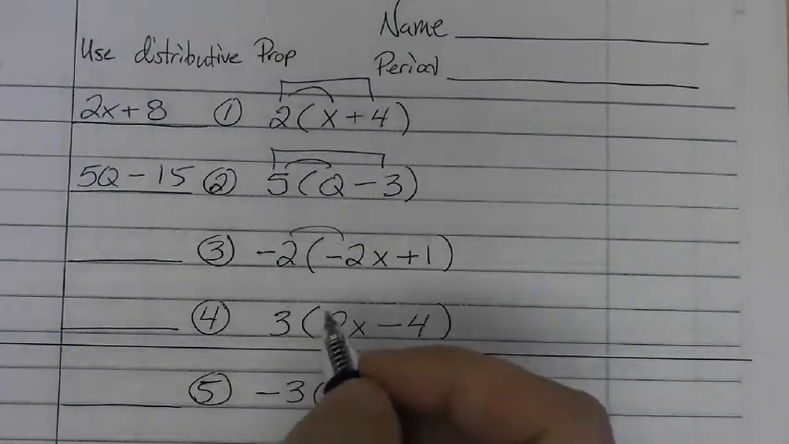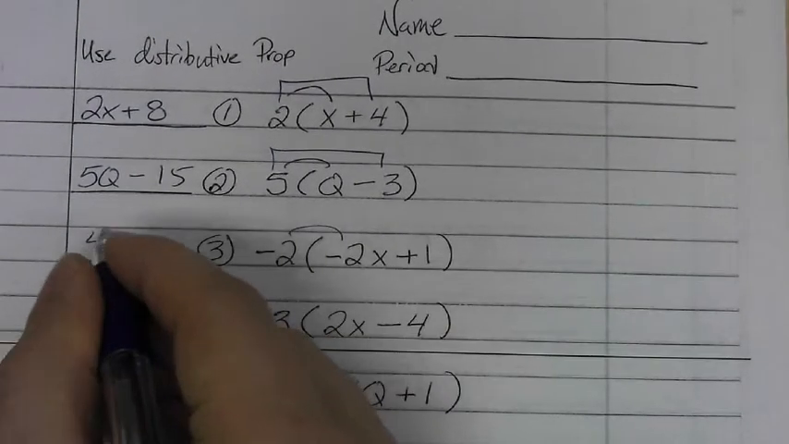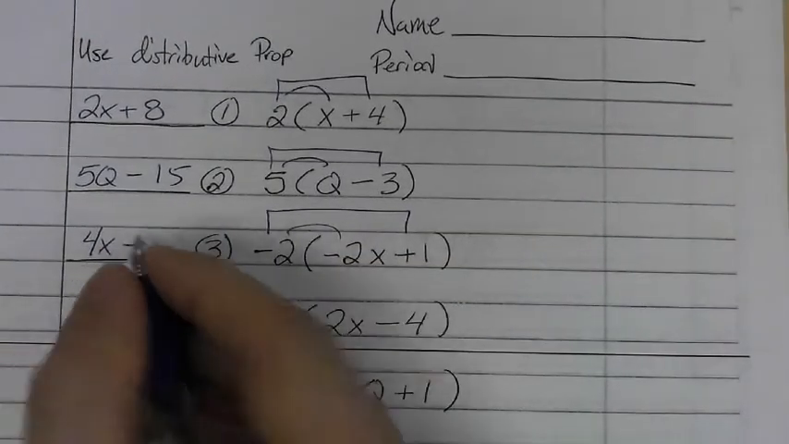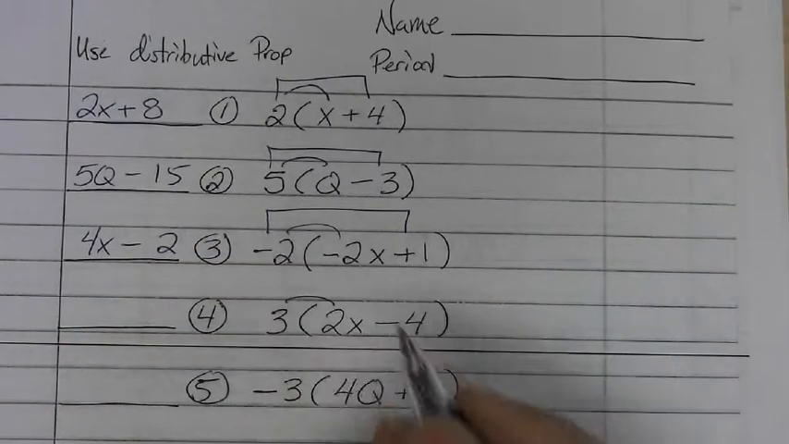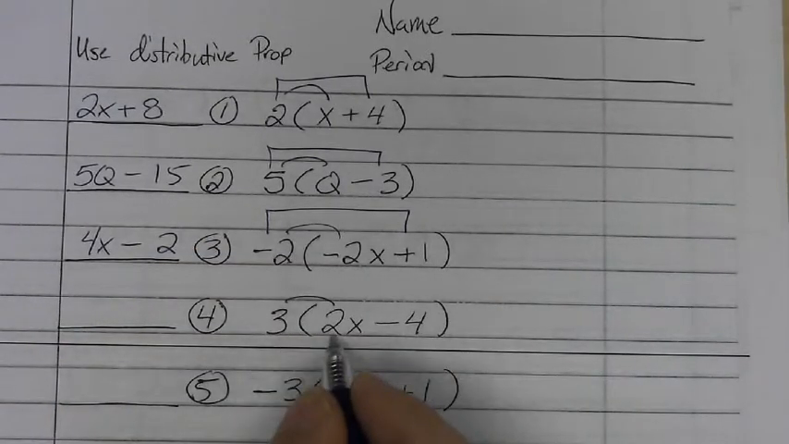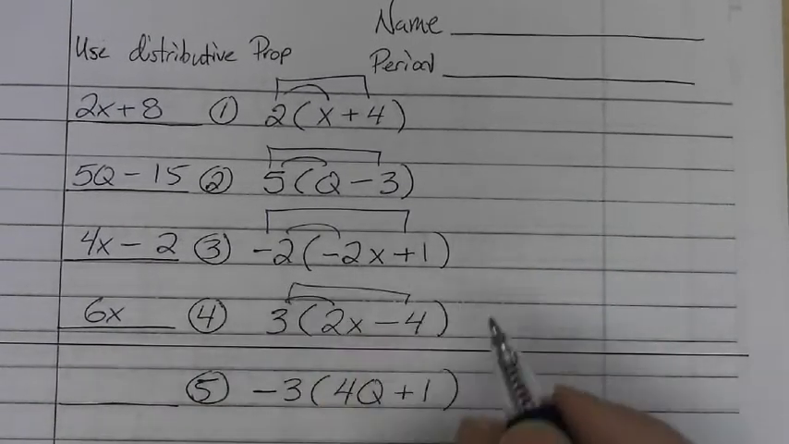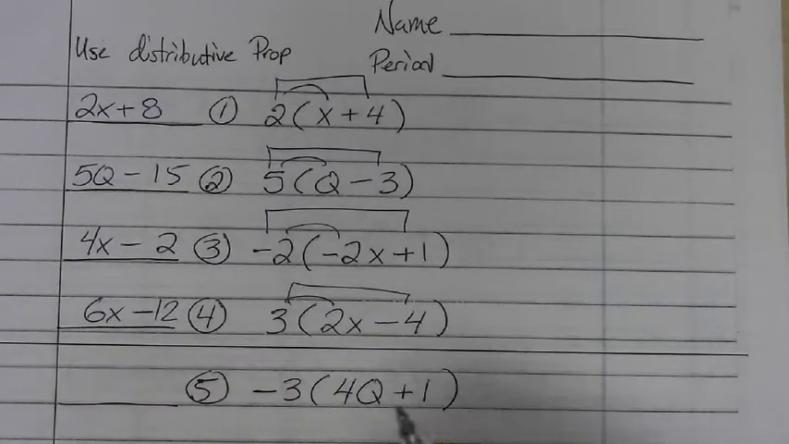Here, the signs are the same, so we have a positive answer, and 2 times 2x is 4x. Here, the signs are different, so we have a minus, and 2 times 1 is 2. Here, the signs are the same. 3 times 2x is going to be 6x. Here, the signs are different, so we have a minus, and 3 times 4 is 12.